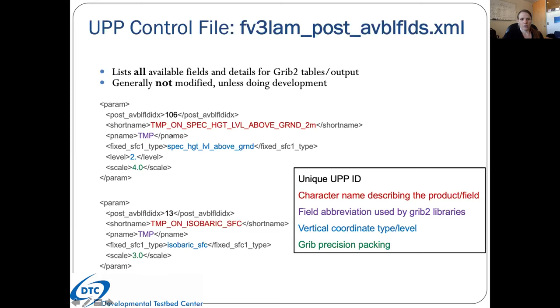And this is the field abbreviation used by group two libraries. It is also the name that will show up in your WGroup2 output if you're doing a WGroup2 on the file, that's how it'll show up.